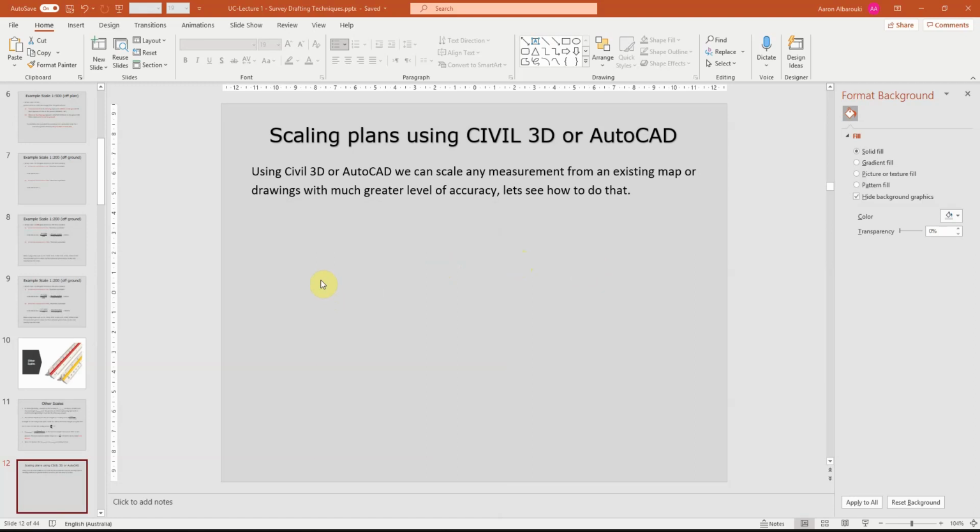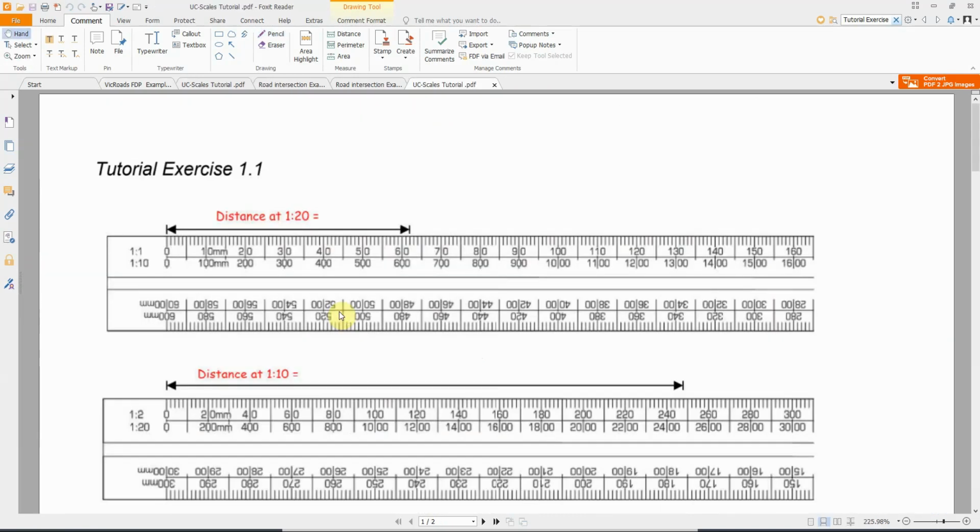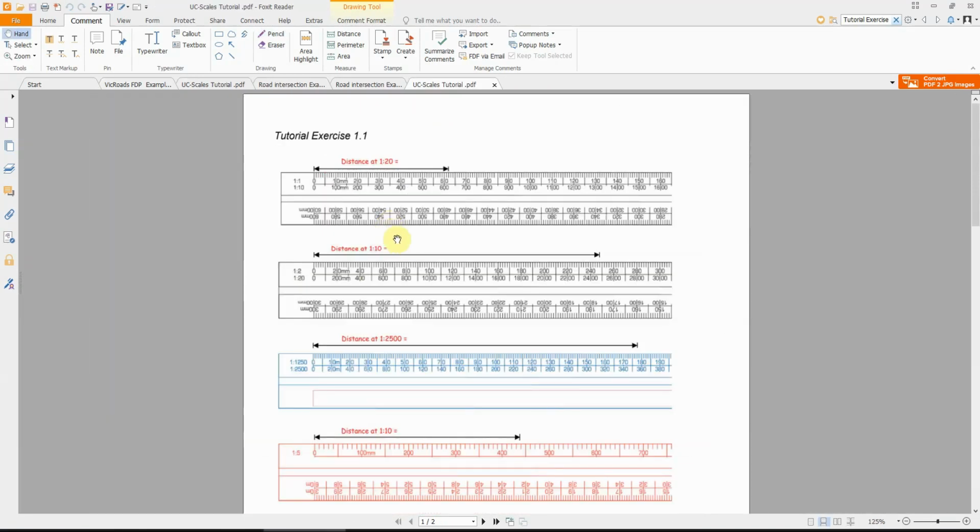And let's take a few examples to see how we can use them there. I will show you before Civil 3D starts, so that will be part of your tutorial. So if I look at your tutorial here, what I gave you there, various readings of measurement. I'm telling you the drawing scale, so this distance is at 1 to 20, that means this is the plan scale.